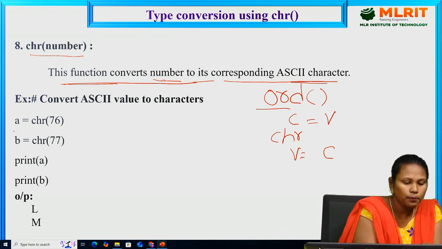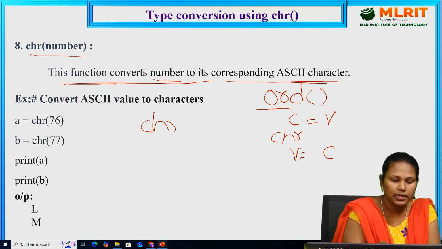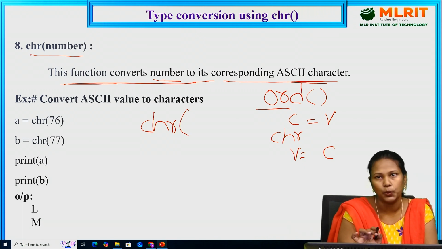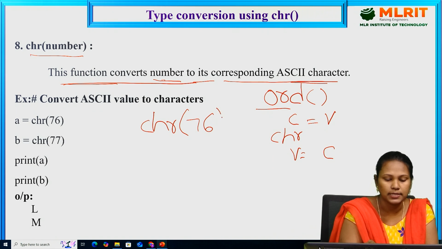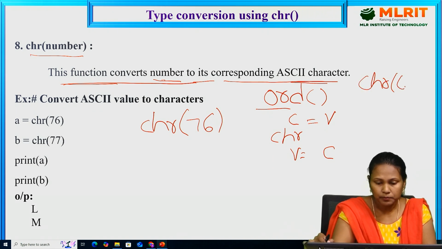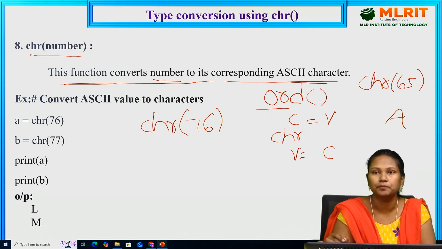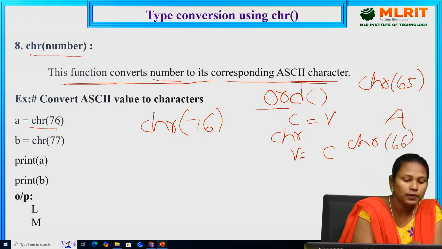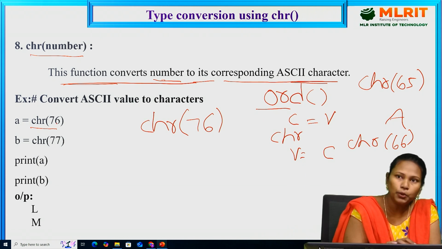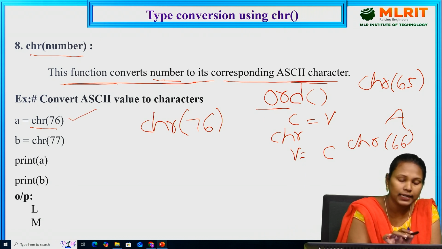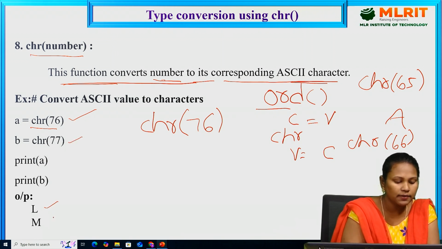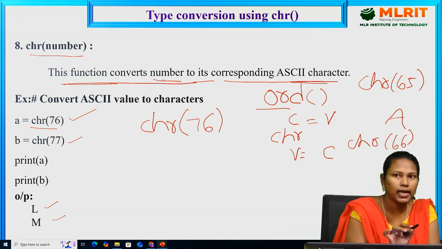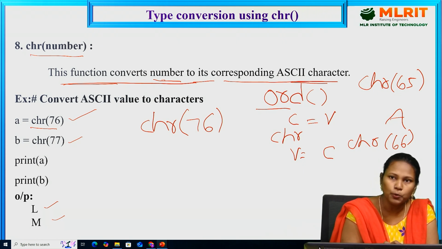For example, the syntax for chr: here we are converting the character number to the particular character with the help of ASCII notations. Chr of 65 means capital A. Chr of 66 means capital B. Here we are taking the number and converting it into an ASCII character, chr of 76 is L. 76 represents capital L and chr of 77 means capital M. So the chr function is used to convert the number to an ASCII character.